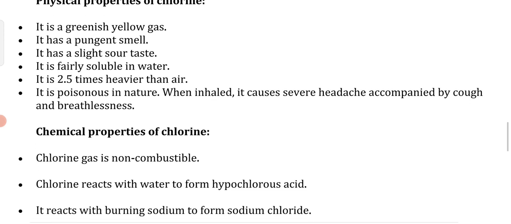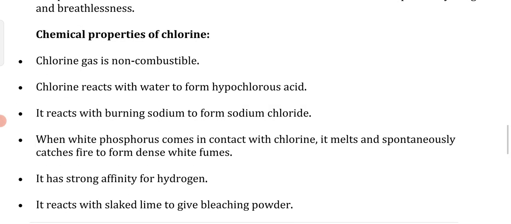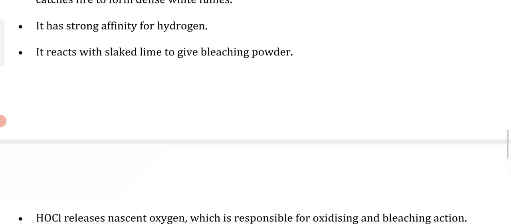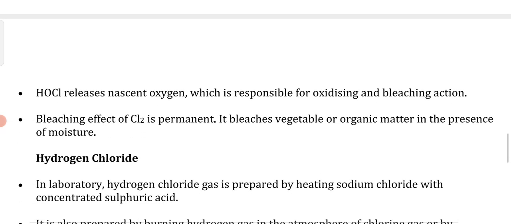Now I am coming to the chemical properties of chlorine. Chlorine gas is non-combustible. Chlorine reacts with water to form hypochlorous acid. It reacts with burning sodium to form sodium chloride. When white phosphorus comes in contact with chlorine, it melts and spontaneously catches fire to form dense white fumes. It has strong affinity towards hydrogen and it reacts with slaked lime to form bleaching powder. So these are the chemical properties of chlorine.